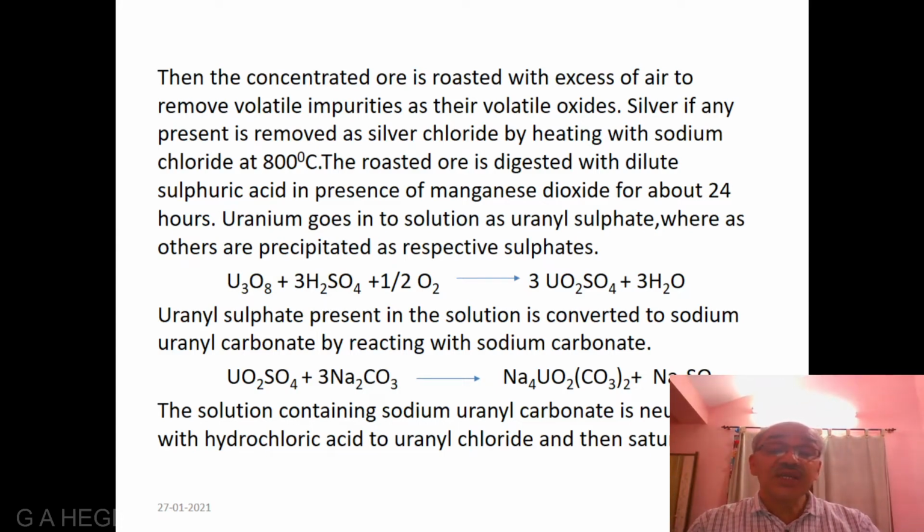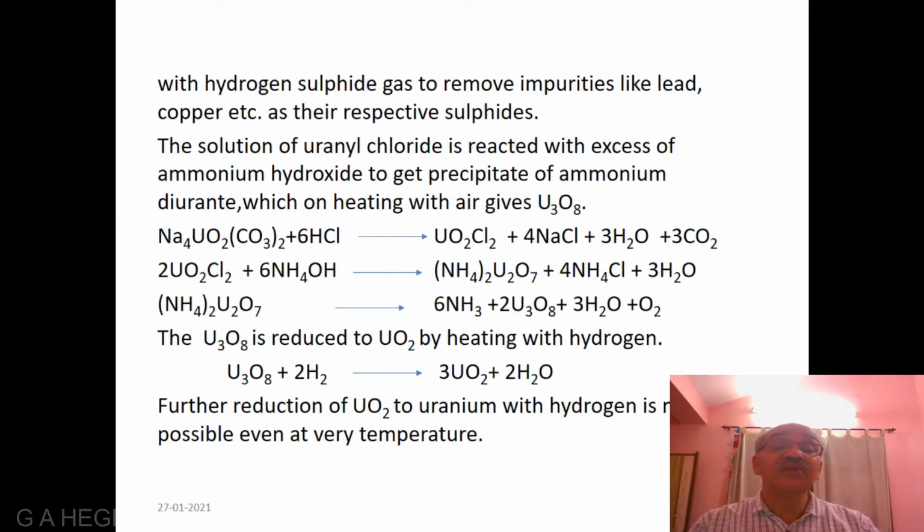The solution containing sodium uranyl carbonate is neutralized with hydrochloric acid to uranyl chloride and then saturated with hydrogen sulfide gas to remove impurities like lead, copper, etc. as their respective sulfides. The solution of uranyl chloride is reacted with excess of ammonium hydroxide to get precipitate of ammonium diuranate, which on heating with air gives U3O8.